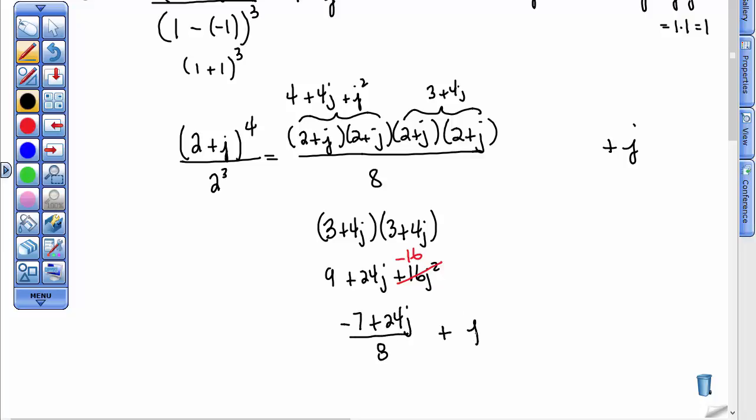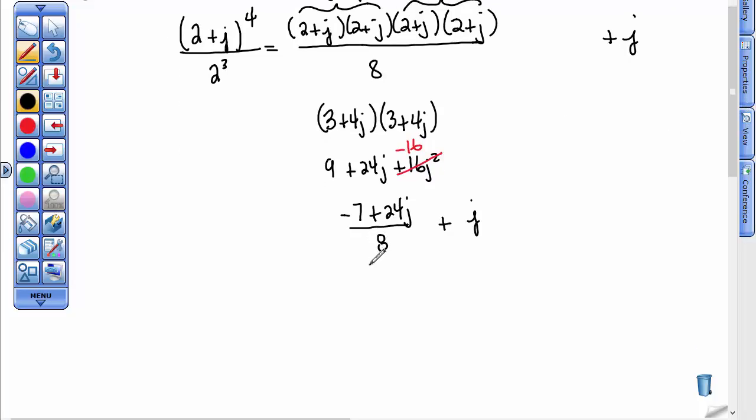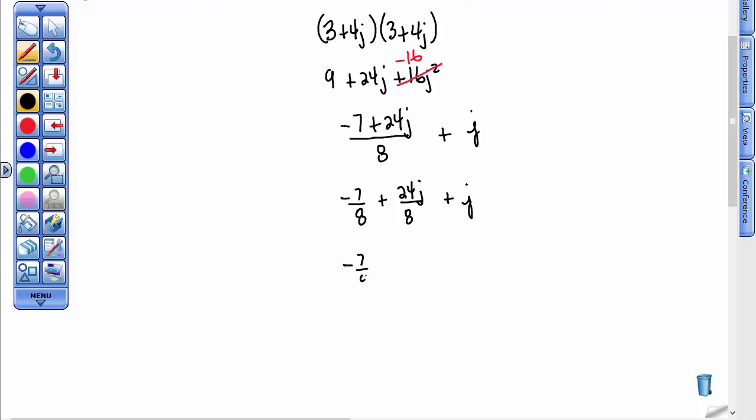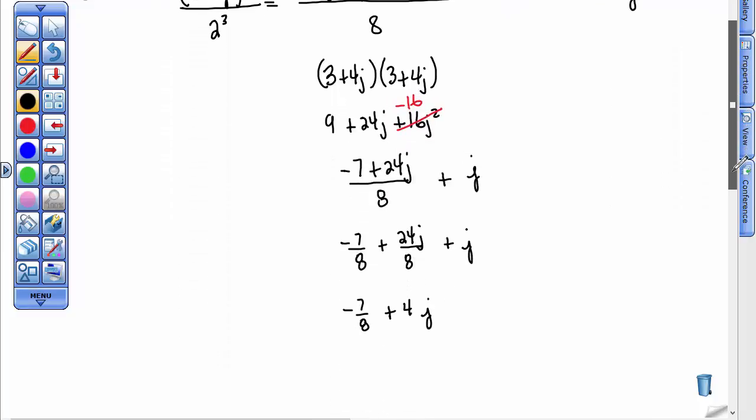And then I have this j over here at the very end. I'm going to put the negative 7 over top of an 8, but then this 24j over 8 would be 3j, and I add to that 1j, and I'll have 4j. I don't know how the book wrote this, but I'm going to leave it like this. I could even write this as a decimal number, negative 0.875 plus 4j. I'm all done. I've done all of the raising to the fourth power, cubing, simplifying. What a lot of work to get down to that answer.